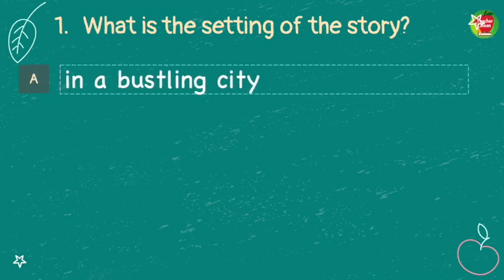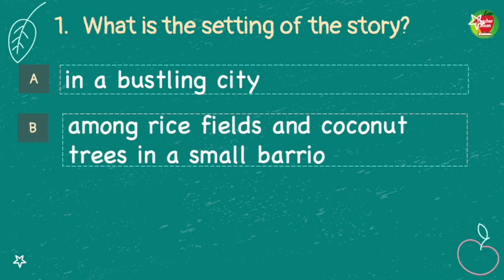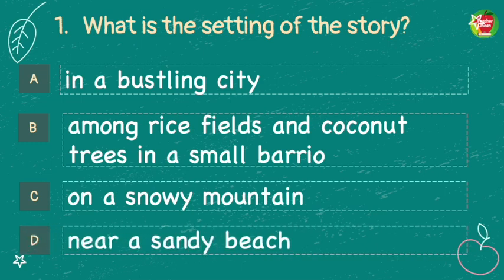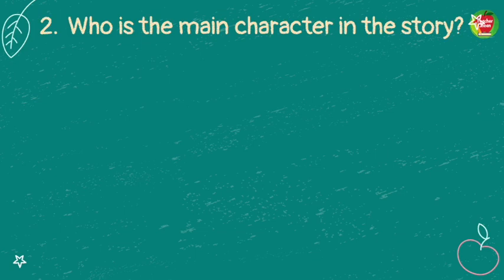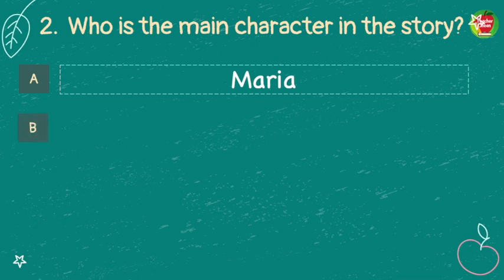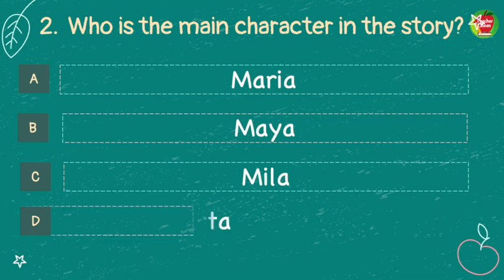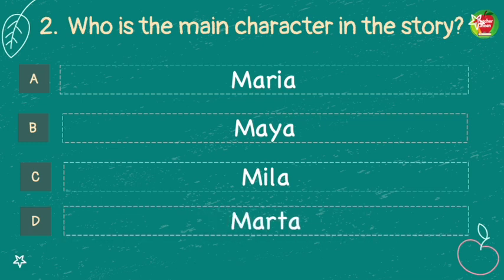A. In a bustling city. B. Among rice fields and coconut trees in a small barrio. C. On a snowy mountain. Or D. Near a sandy beach. Number 2. Who is the main character in the story? A. Maria. B. Maya. C. Mila. Or D. Marta.